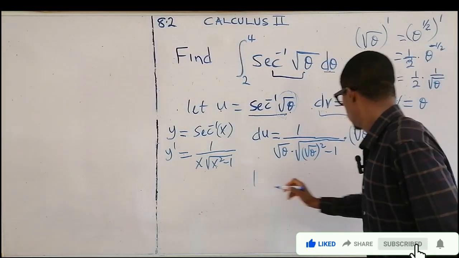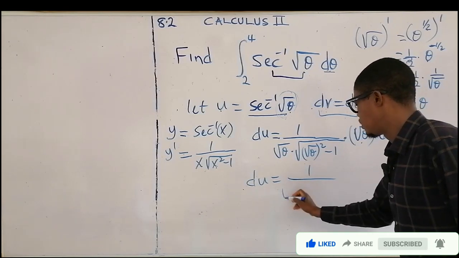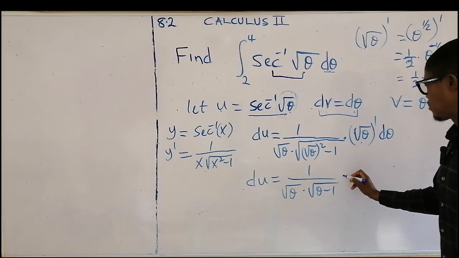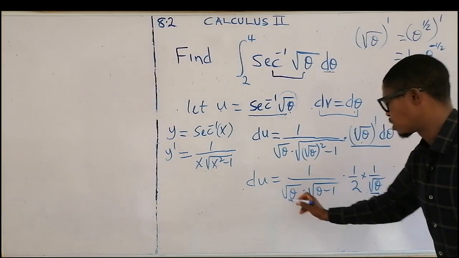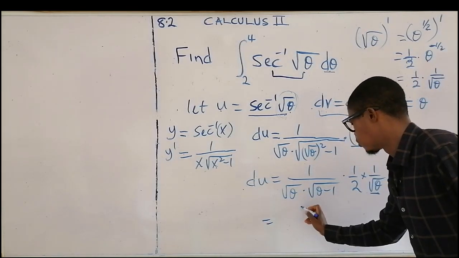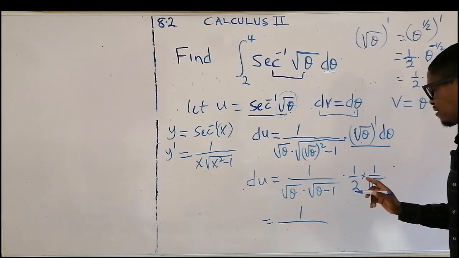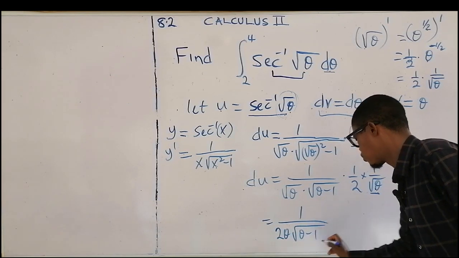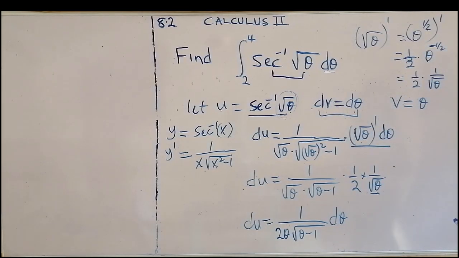So du will be equal to 1 over this one times this one squared, that will be theta minus 1, and then times the value for this one. We can combine them together, and that will be equal to 1 over root theta times root theta, that's theta, times 2, that's 2 theta, times the square root of theta minus 1, d theta. Okay, so that's the du for this function.